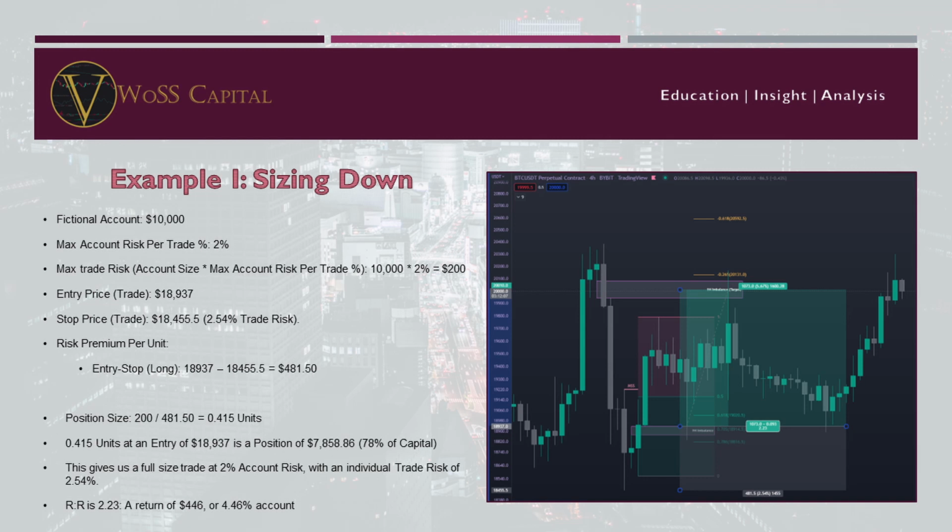We're not going in fully, but these numbers give us a full size trade at 2% account risk with an individual trade risk of 2.54%, and the risk reward in this one was 2.23. So the winning trade gave us a return of $446 against that $200 risk, or 4.46% on account for this trade. So hopefully that makes a bit more sense and comes to life when you see it on a chart, how you do the maths to work out your position size to turn your trade risk into your account risk.